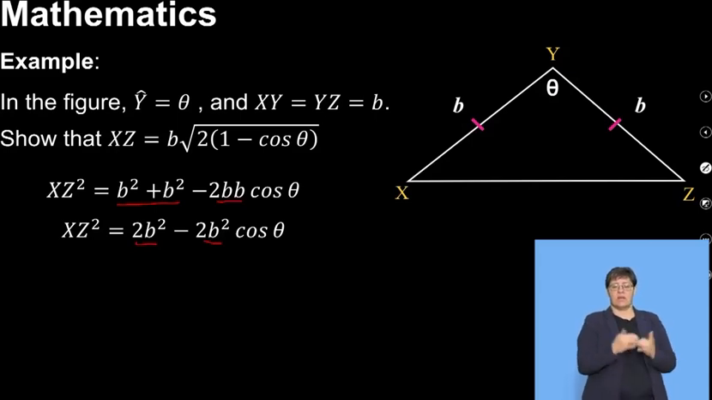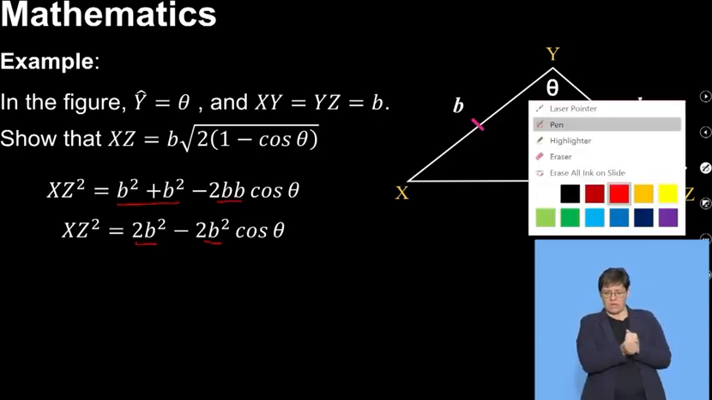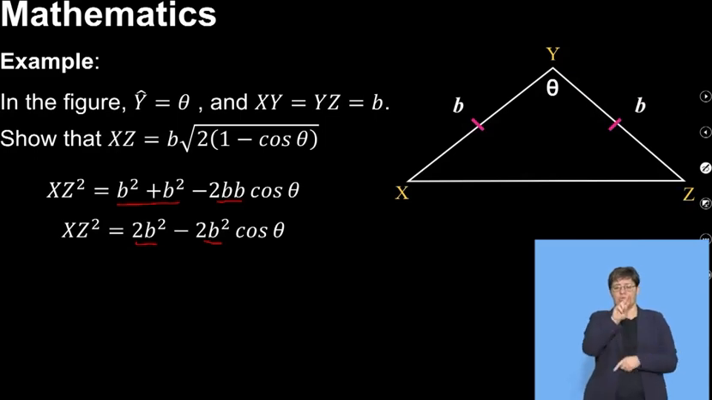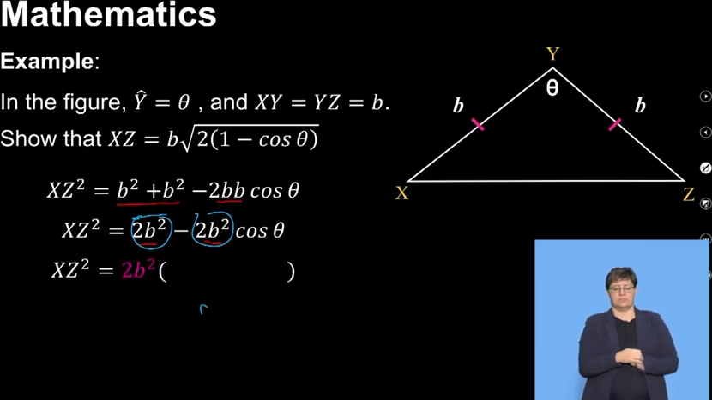And now you'll notice, it's quite obvious to see there's going to be a common factor. We've got a 2b squared here, and we've got a 2b squared here, so we're going to factor out the 2b squared. So what will we be left with here? From the first term, we're going to be left with 1 minus, and from the second term, we've taken out the 2b squared, we're just going to be left with cos of theta.